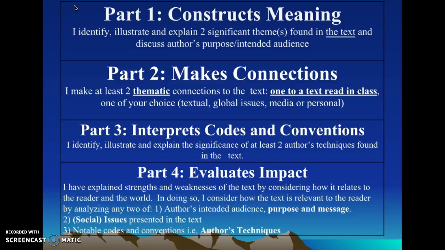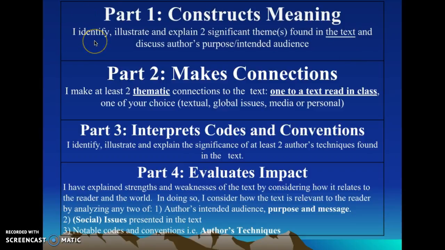This section opens with your thematic statements and continues to explore the significance of those themes found in the text, which you will continue to elaborate on in all the following sections, tying your response together in a holistic way. So let's take a look at what you need to do in section 1. Simply put, you need to identify, illustrate, and explain at least 2 significant themes found in the text and discuss the author's purpose and intended audience.